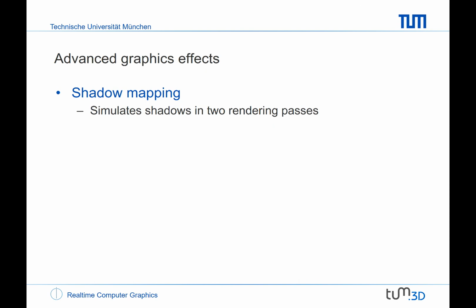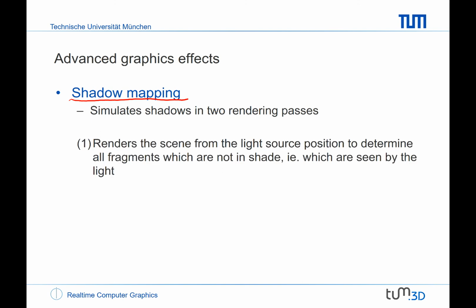So now, how do we actually simulate shadows by using the functionality that is given by the rasterization rendering pipeline? And this brings us to the most popular approach for shadow simulation, which is called shadow mapping. The shadow mapping approach simulates shadows in two rendering passes. In the first rendering pass, the scene is rendered in the standard way, but with the light source position as the center of projection. So it renders the scene from the light source position.